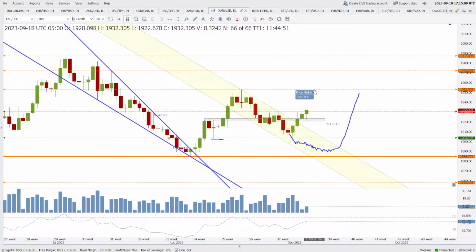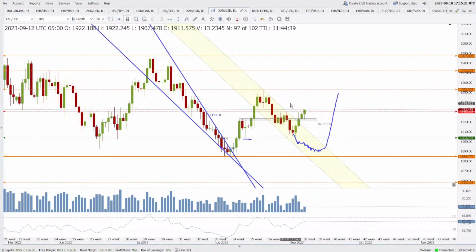1952 is the immediate resistance. Now support may be 1930, and after 1952, 1972 will be exposed. So keep an eye on the gold. Gold, I think, has started its bull run again.